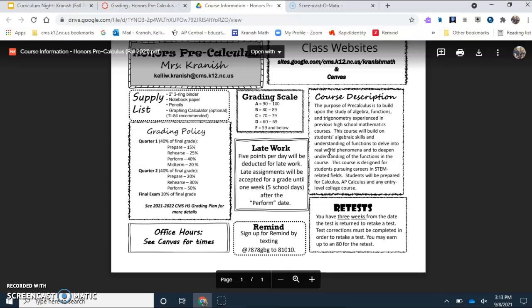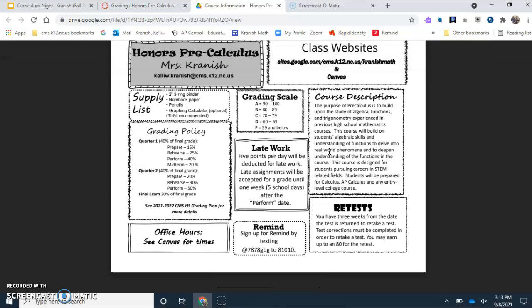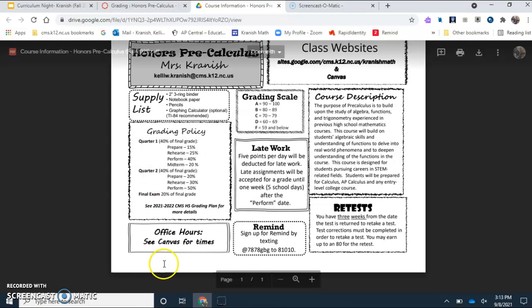So for late work, it's 5 points per day deducted for late work. And after the perform, so after the unit test, they only have 5 days after that to turn it in. So try to get everything turned in on time. If you have everything turned in on time, this helps you keep up and make sure you don't get behind.